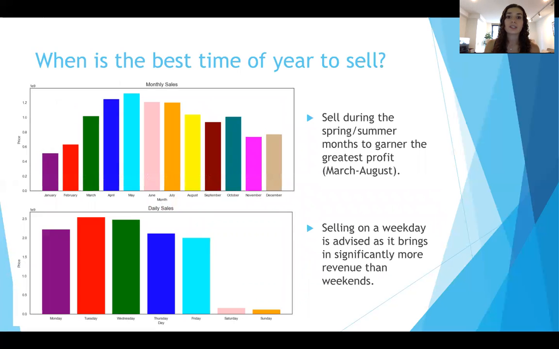In addition to the location, it's also important to know when the best time of year to sell is. From these charts, we can see that higher priced homes are typically sold during the spring and summer months, as well as on weekdays. So I'd highly recommend trying to sell in these parameters, if at all possible, in order to maximize your profits.